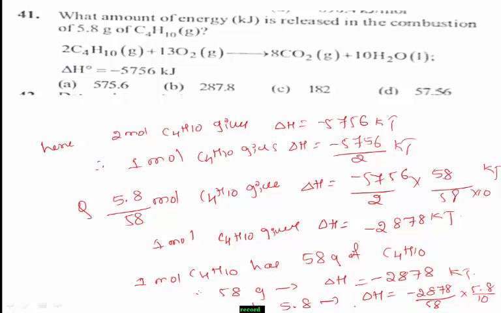We get the answer delta H equal to minus 287.8 kilojoule. This is your answer. Let's calculate once again. Then you get the answer minus 287.8 kilojoule. They gave 287.8, but it is a negative value, right? Therefore, option B is the right answer.